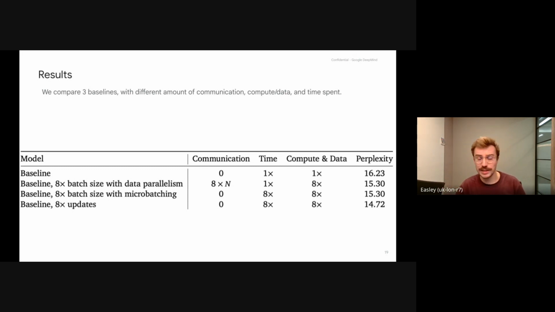Then we have another baseline with data parallelism, that you probably have used. We need to communicate regularly. So we have 8 devices and we do n steps of training, meaning we need to do 8 times n communication cost. The time cost, luckily, is only 1 because we parallelize with data parallelism. However, we need here 8 times the compute, 8 times the data. But that results in better performance, which is good.